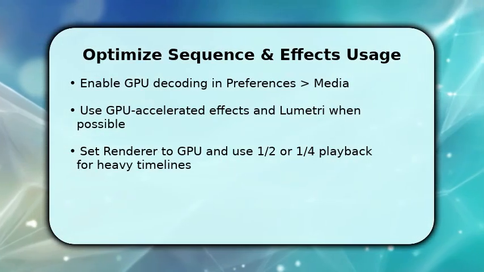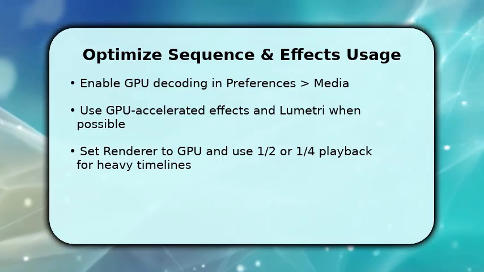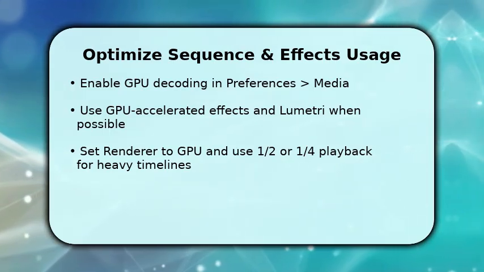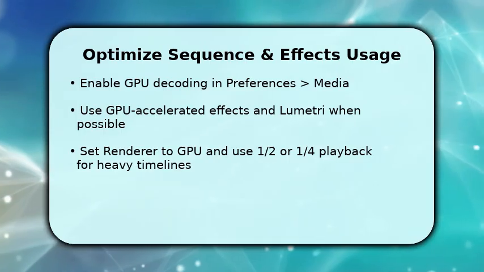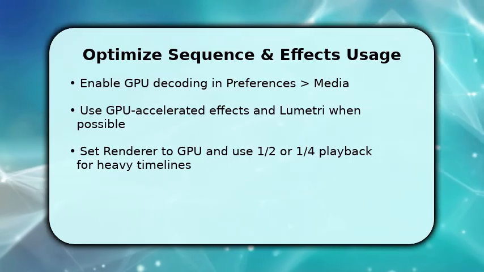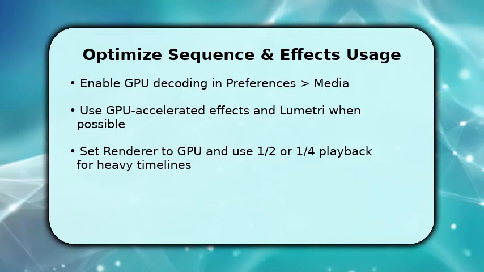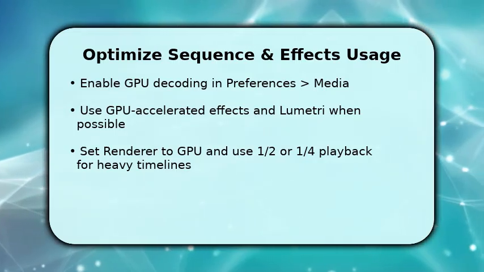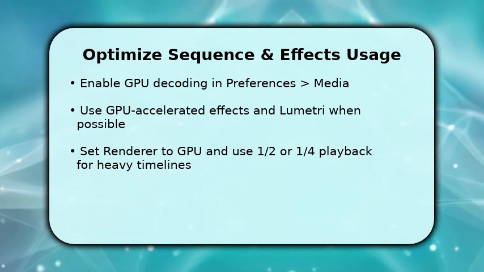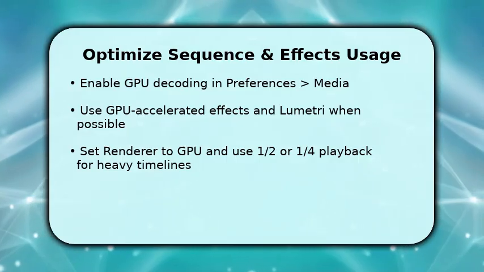Now optimize the sequence so the GPU can work efficiently. Set renderer to GPU acceleration and enable GPU decoding in Preferences, Media, to offload H.264/HEVC where supported. Use GPU accelerated effects and Lumetri color to keep processing on the card. Non-accelerated plugins force CPU fallback. Also lower playback resolution to 1/2 or 1/4 when previewing complex sequences, because you still want full-quality exports while keeping interactive frame rates during edits.